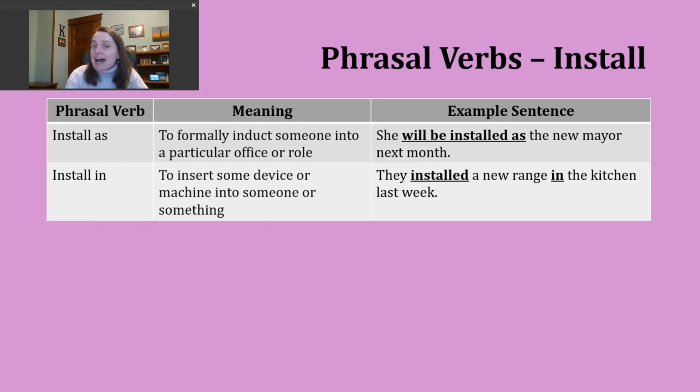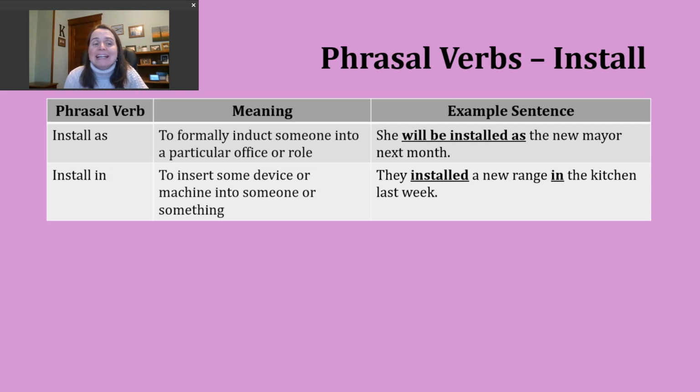Okay. Now, I do have a couple phrasal verbs that you might encounter. The first is to install as. This phrasal verb is going to connect to that third definition. So you're formally inducting someone into a particular office or role. An example of this might be, she will be installed as the new mayor next month. So this is saying she's going to sort of officially or formally step into that position.